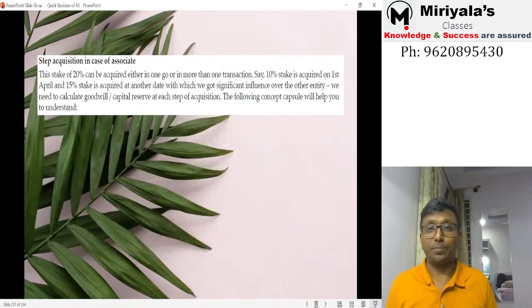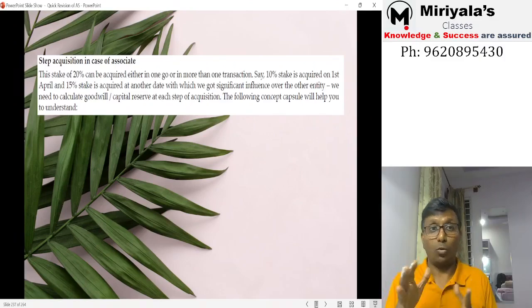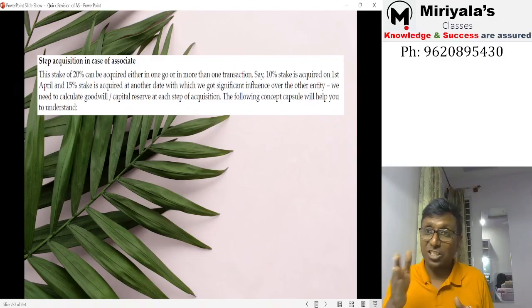Step acquisition. Sometimes what happens is that the stake is not acquired in one go. It may have come in two times. For example, the first time I purchased 10%, the next time I purchased 15%, so in total I have got 25%. After purchasing the 15%, what do I have?